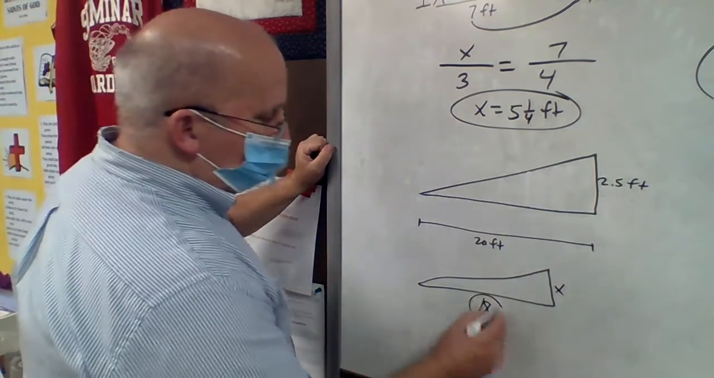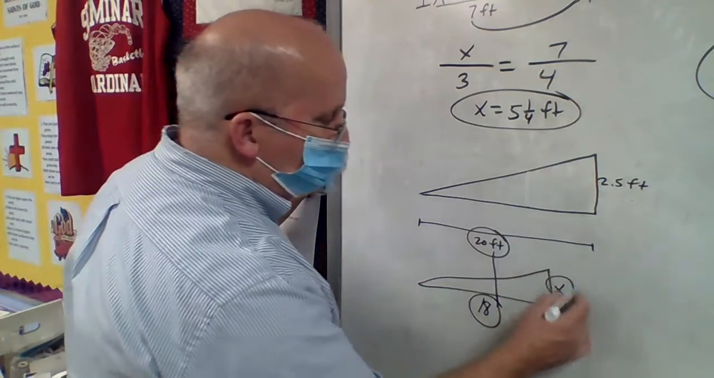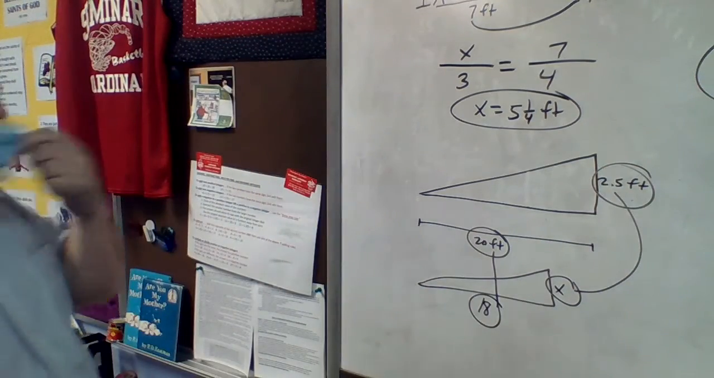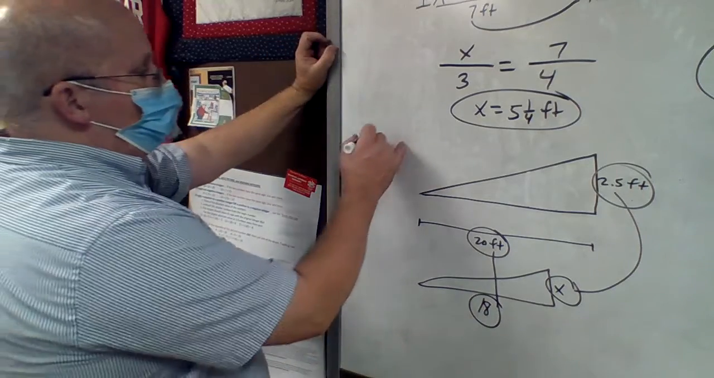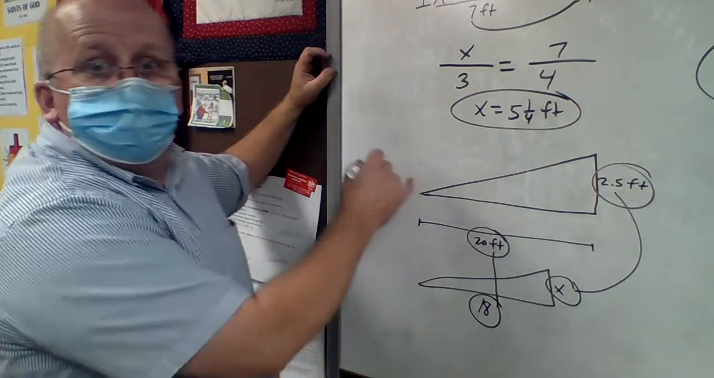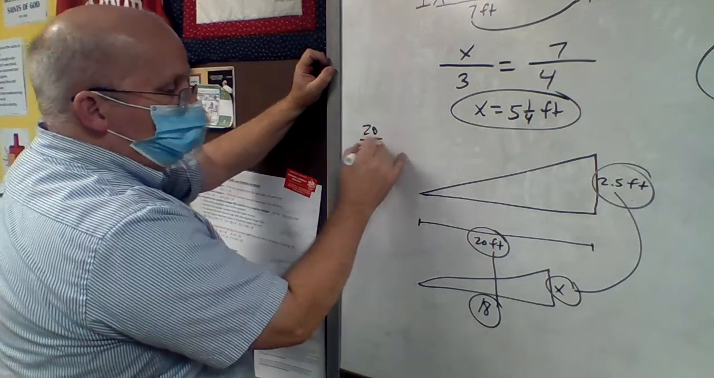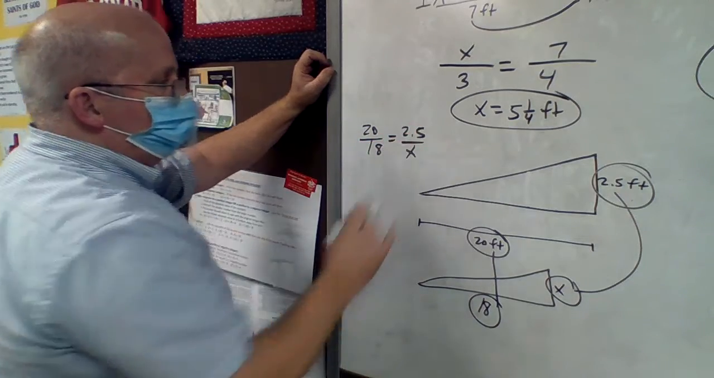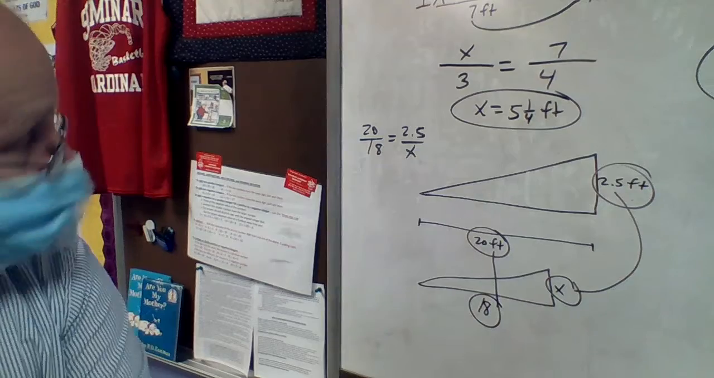And these two would be corresponding parts, and these two are corresponding parts. So how about we go with something like, oh, where do I write this? Can you see that over here? Yeah, 20 is to 18 as 2.5 is to x. And now we're going to need to solve for x.